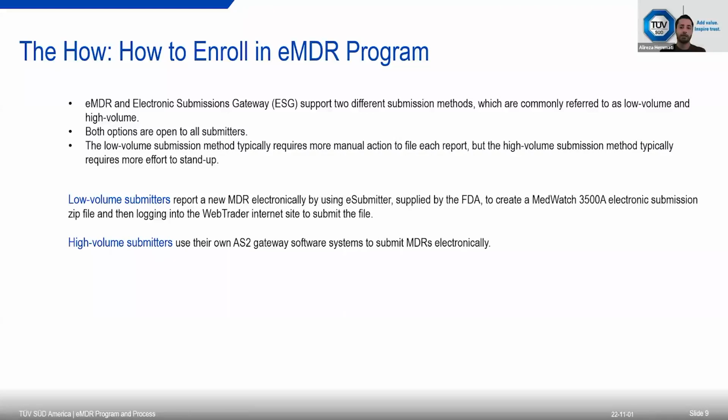eMDRs that are submitted to the FDA are received by the Electronic Submission Gateway, ESG. ESG is the central transmission point for sending information electronically to the FDA. In addition, the ESG acts as a secure entry point for all electronic submissions sent to the FDA and then relays the product-specific report to the appropriate FDA center, which in the case of eMDR is CDRH, the Center for Devices and Radiological Health.